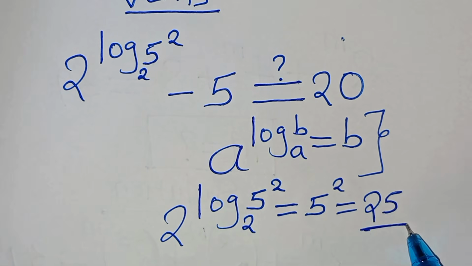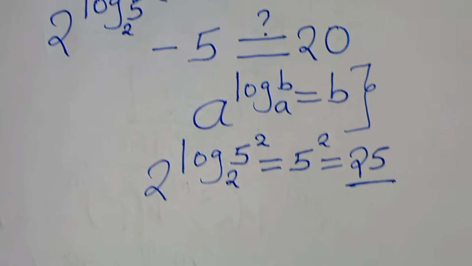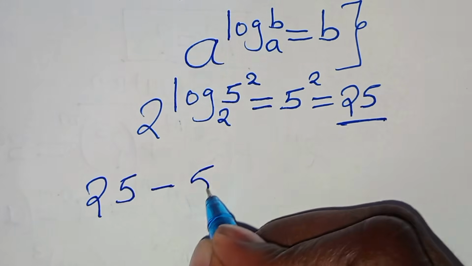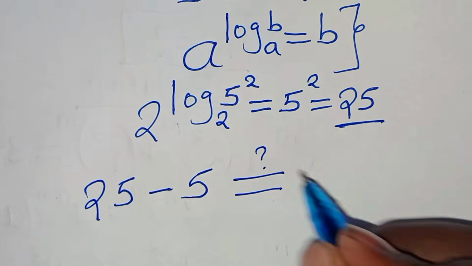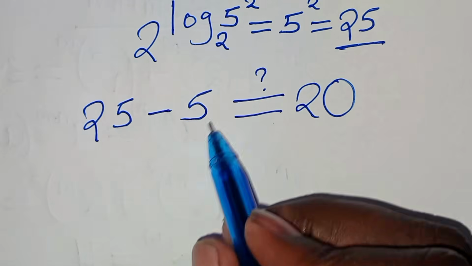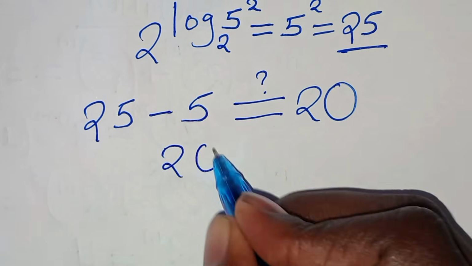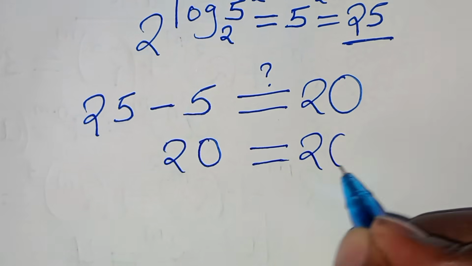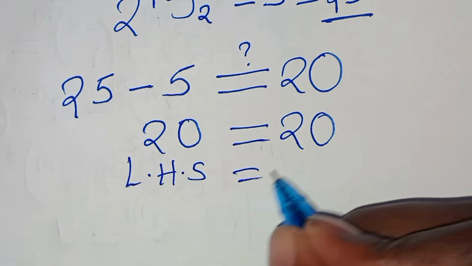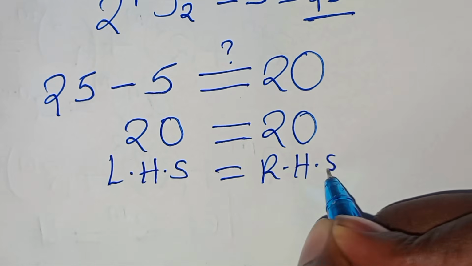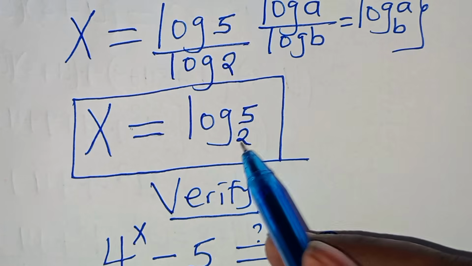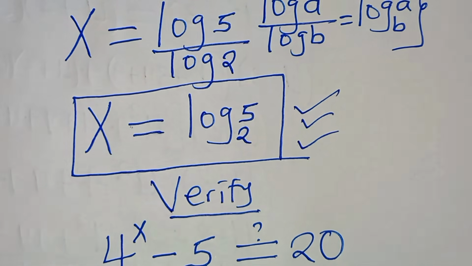So let's substitute 25 here, so that now we have 25, subtract 5. This is supposed to give us a value of 20. So we have 25 minus 5, which is equal to 20. So this is to imply that the left hand side is equal to the right hand side. And this proves that the value of x, which is log 5 to base 2, actually satisfies the equation.